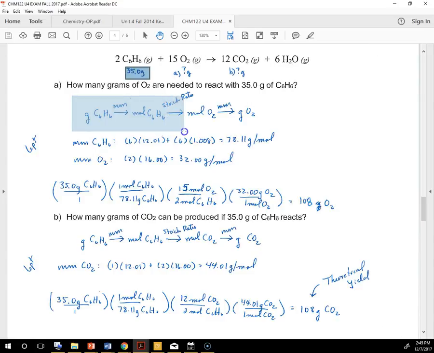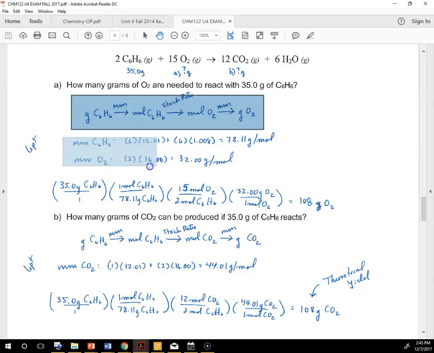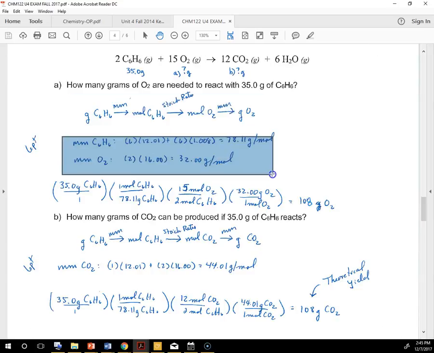And then we're going to go from moles of C6H6 to moles of O2 using the stoichiometric ratio. And then we're going to go from moles of O2 to grams of O2 using the molar mass. So that's kind of the strategy. So I knock out the molar mass of the C6H6 and the molar mass of the O2, and then I'm ready to string them up.